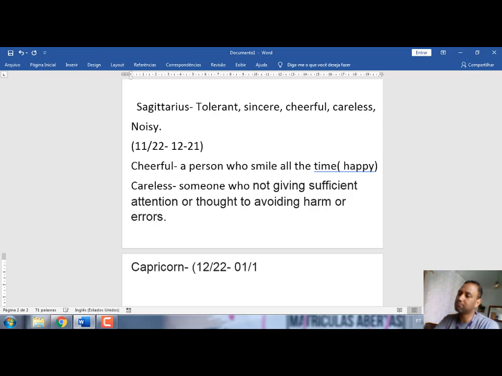Practical. Stubborn. We have new adjectives here. Lazy. Fond of money. Okay? Fond of money. This is Taurus. Alright?